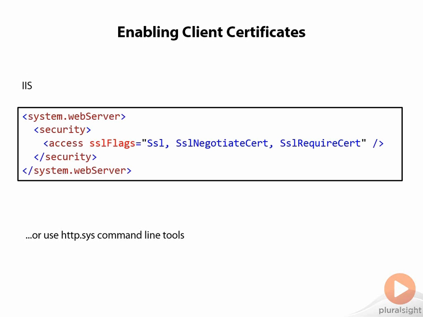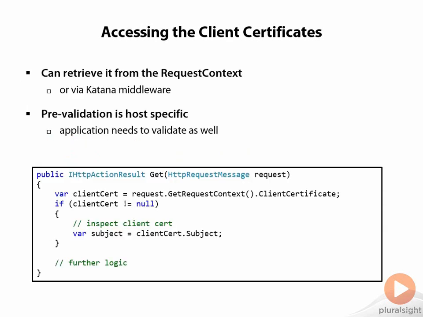And then it depends a little bit on your hosting environment. In IIS, there's basically a config flag in the IIS config where you say SSL require certificate, and then IIS makes sure that no request without a client certificate comes into your application. If you're running in different hosts, then this works differently. Again, I will show you how to do that for HTTP SYS based hosts, which right now are all hosts from Microsoft, and I will show you the command line tools to make that work with OwinHost.